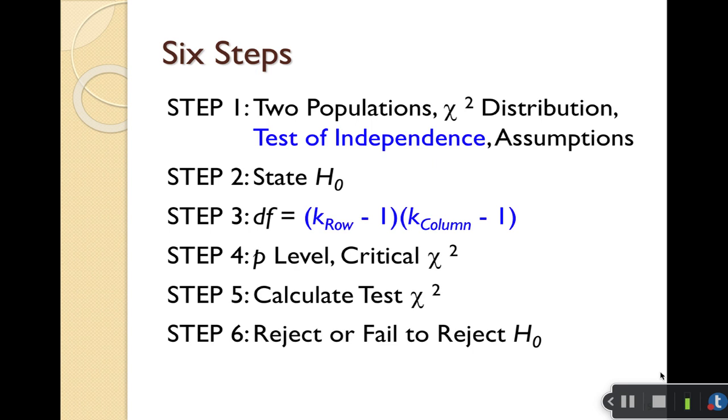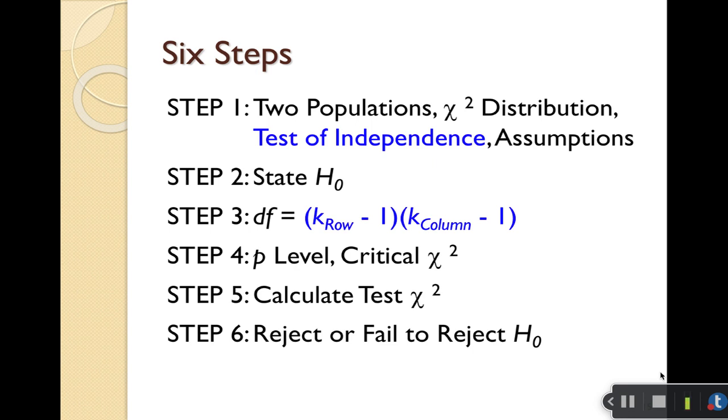So these are just kind of the steps that we'll go through. Again, with our null hypothesis, we expect there to be no difference between our graduation rates, regardless of whether or not they receive the grant funding. In terms of our degrees of freedom, it's a little bit more complicated.